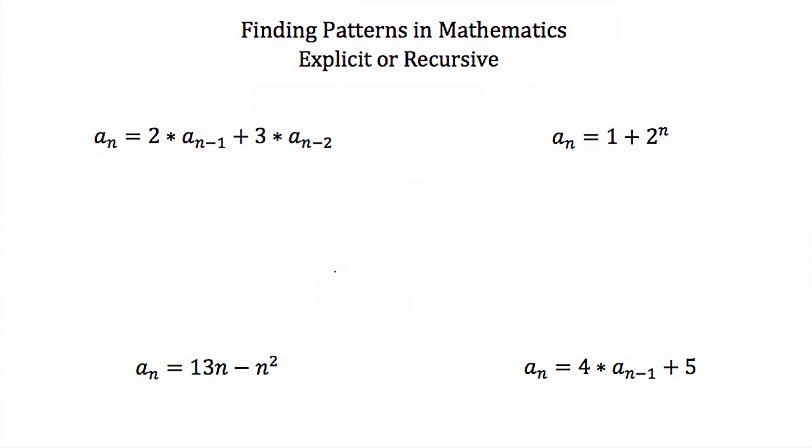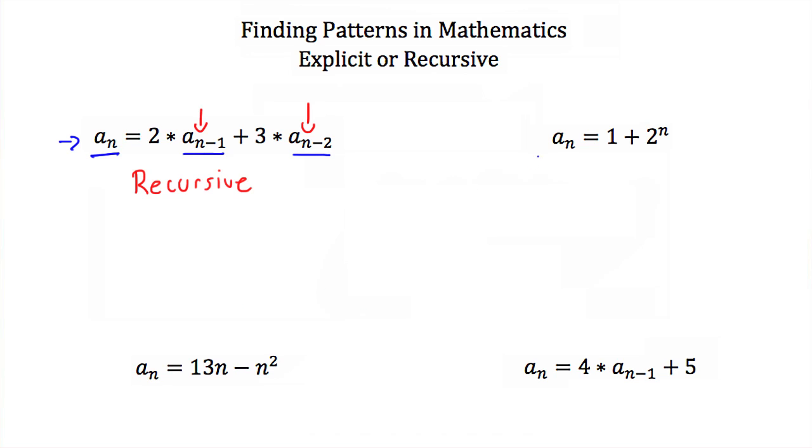So now let's take some time and practice our ability to identify explicit or recursive formulas. In our first example here, we have a_n is equal to 2 times a_(n-1) plus 3 times a_(n-2). This means that every term in our sequence, a_n, is equal to 2 times the term before it, a_(n-1), plus 3 times the term before that, a_(n-2). Because this formula includes previous terms in the sequence, that makes this a recursive formula.